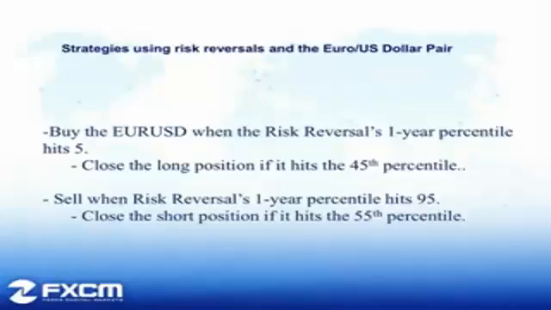Notice that I'm using consistent distances from 50, which is neutral. So top fifth, bottom fifth, 55th, 45th, and I'm trying to standardize this trading so I'm not getting too complicated. I'm not trying to over-optimize.